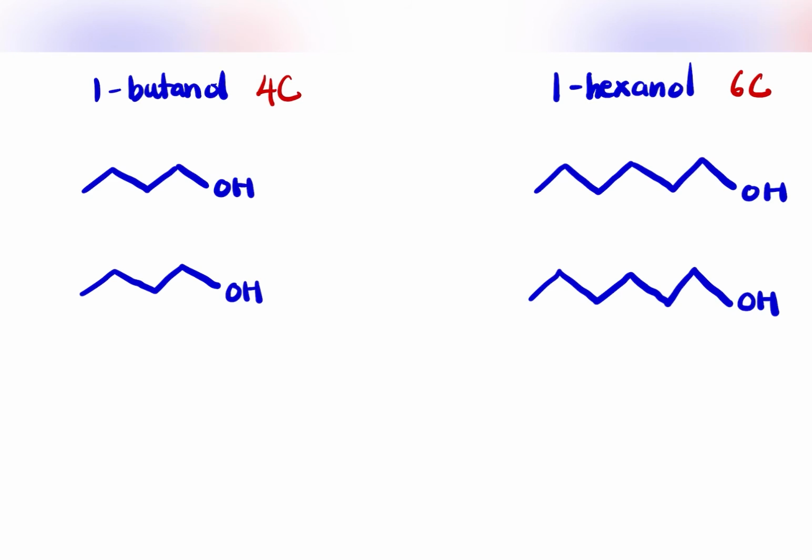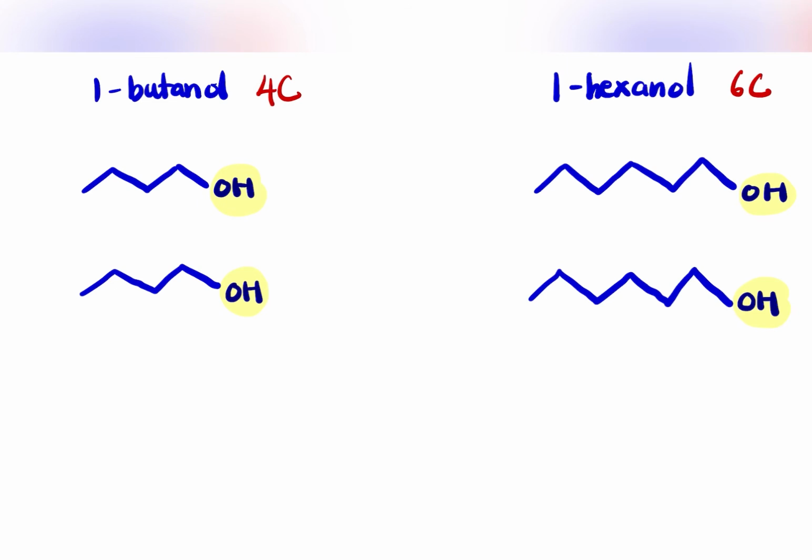Now, you can also describe that 1-hexanol has stronger London dispersion forces. Why are we not talking about hydrogen bonding? Because the number of OH groups for both compounds is the same. So you can see that we're not talking about the number of hydroxyl groups. We are talking about the size of the molecule.